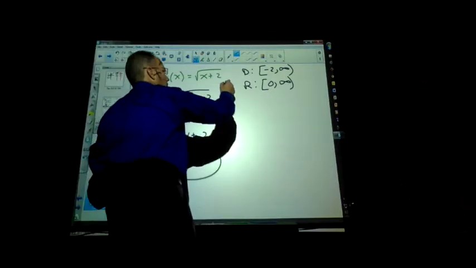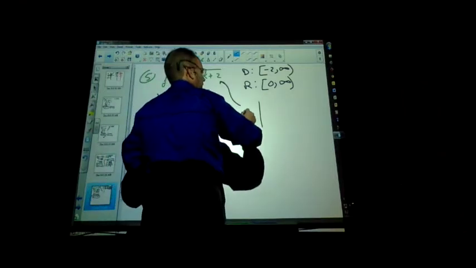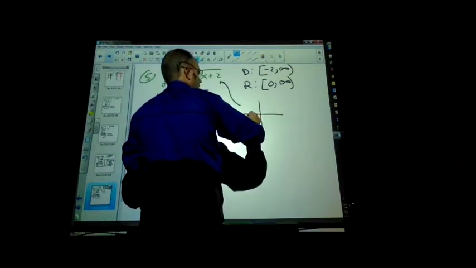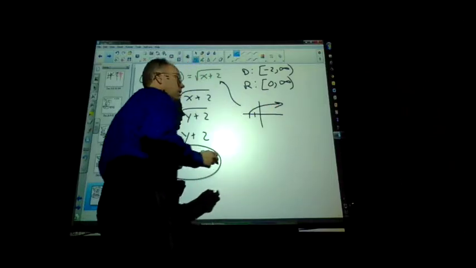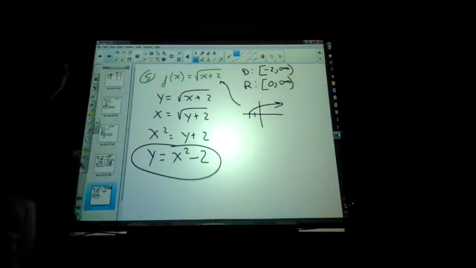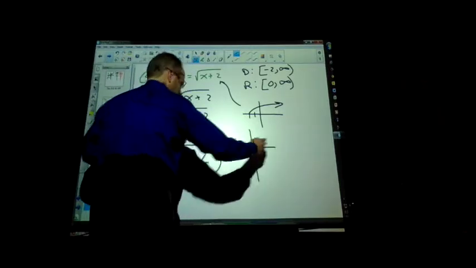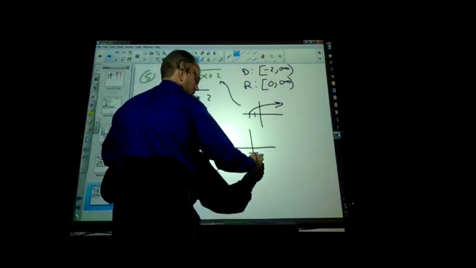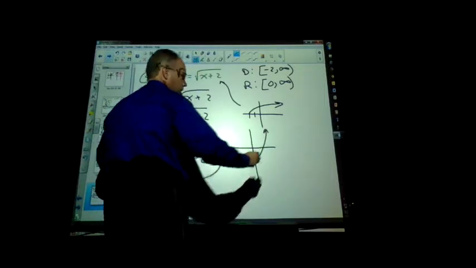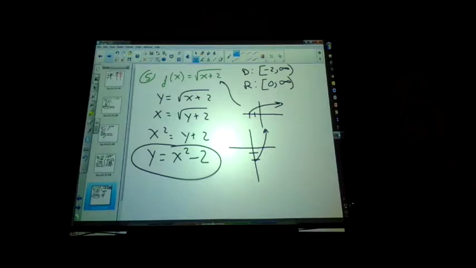This is a portion of a sideways parabola. If I graph this, it's going to look like this. Okay? This is a parabola, but it's got to be restricted. So this shape is going to look like this. Okay, I can't have the other side. I can't have the negative component to it.